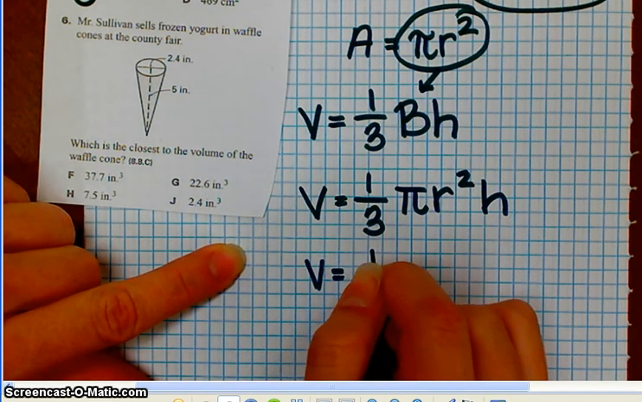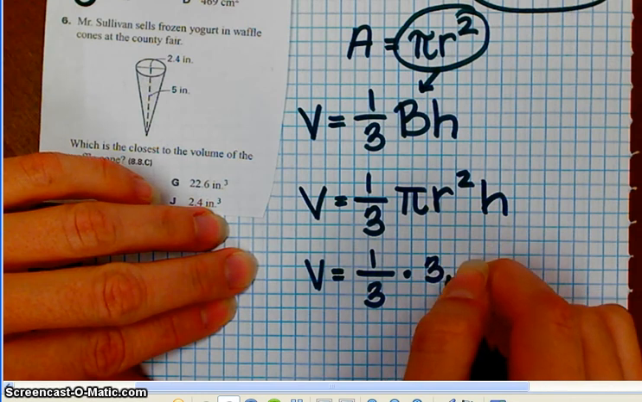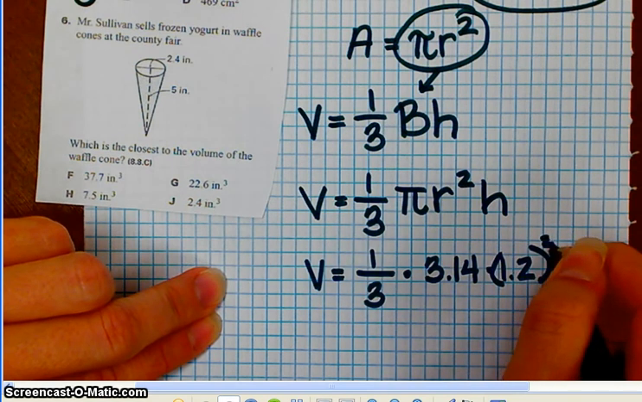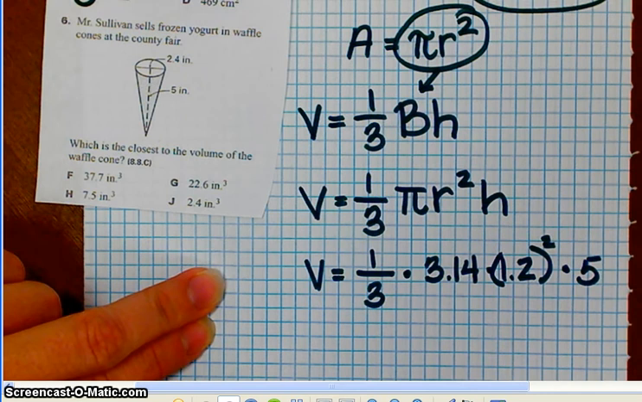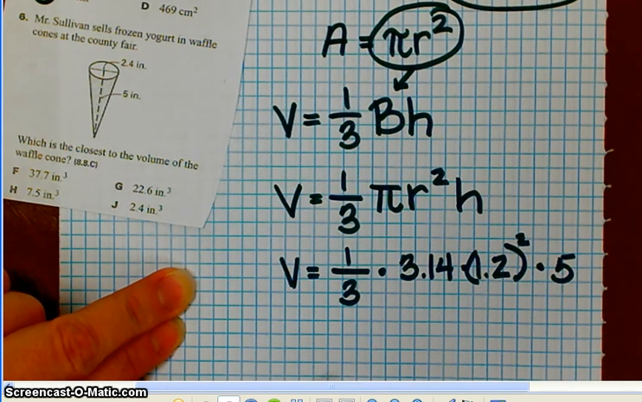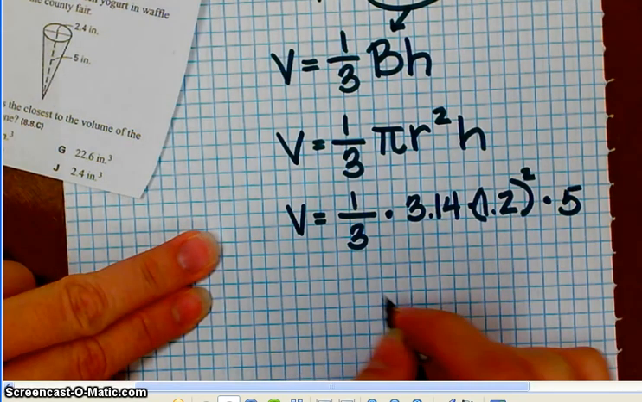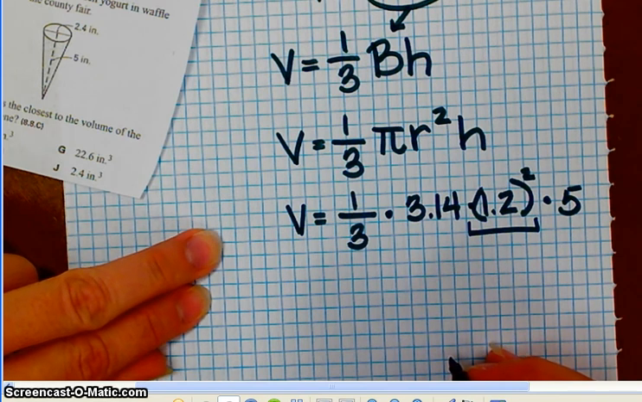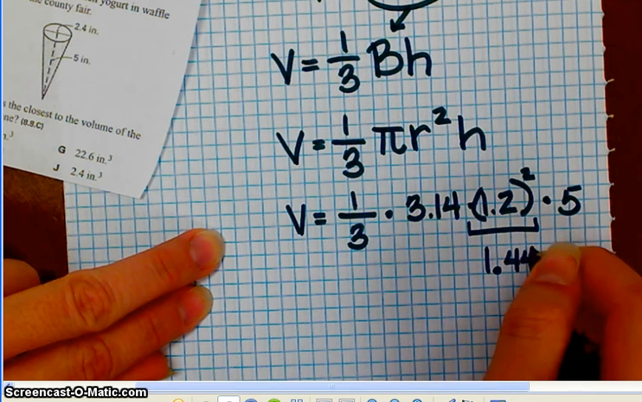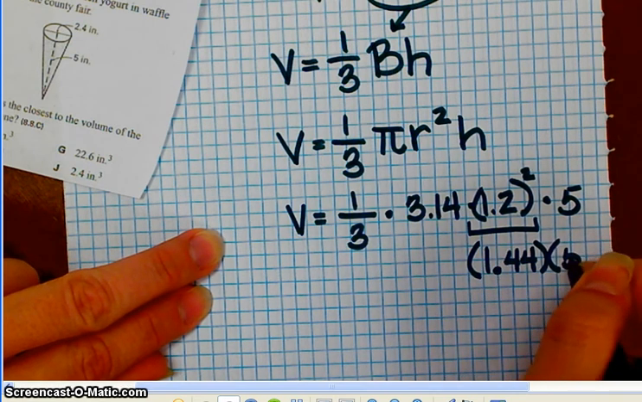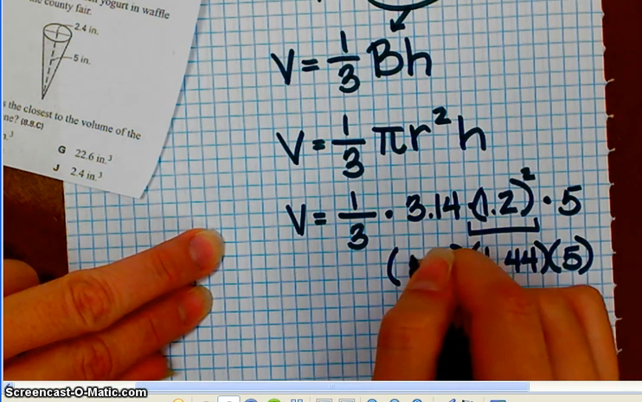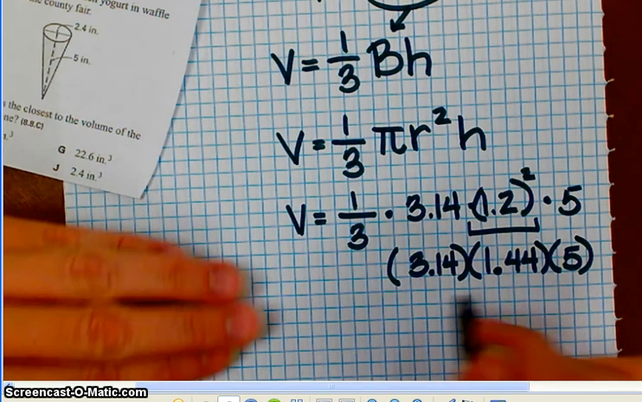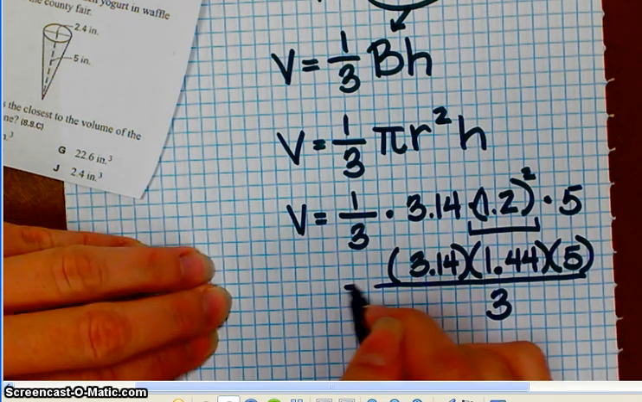Volume equals 1/3 times 3.14 times 1.2, and that's squared, times 5. Okay? All right. I'm going to do this first. 1.2 times 1.2, that's kind of like 12 times 12, but the decimal's not going to be in the same spot. That's going to be 1.44 times 5. So I've squared my 1.2. Everything else I haven't done yet. Okay, and instead of saying times 1/3, multiplying by 1/3 is the same as dividing by 3.